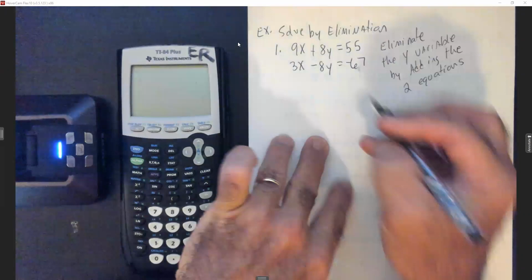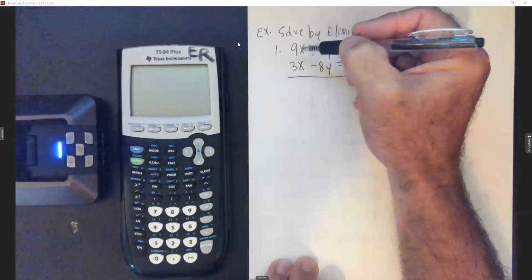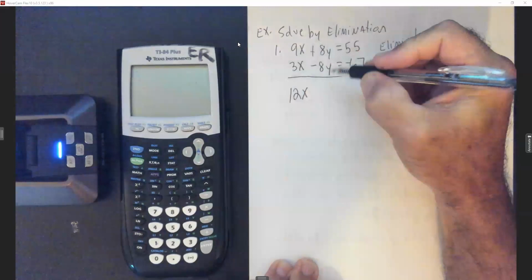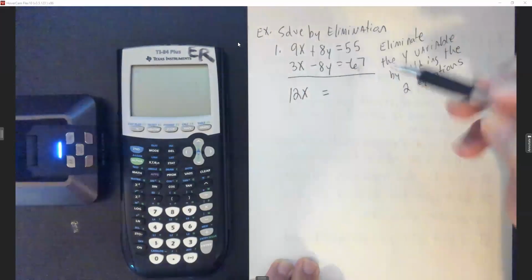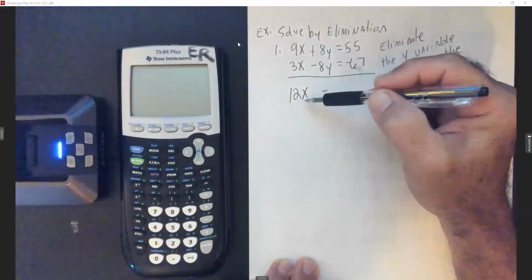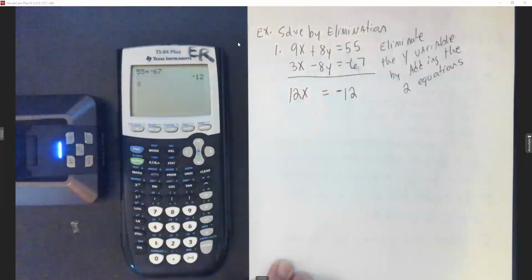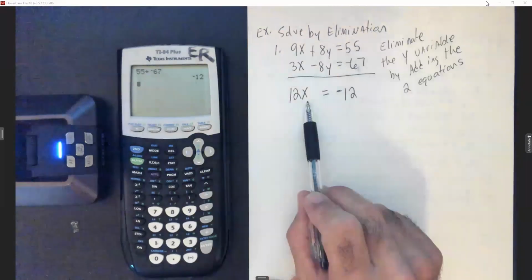So what I'm going to do is add these two equations. So I got 9x plus 3x will give me 12x. The 8y and the negative 8y, they're going to cancel out for us. So the 12x is going to equal what I get on the right side. So I got 55 plus a negative 67, which is going to give me a negative 12. So notice, by eliminating the y, I've now got one variable and one equation.